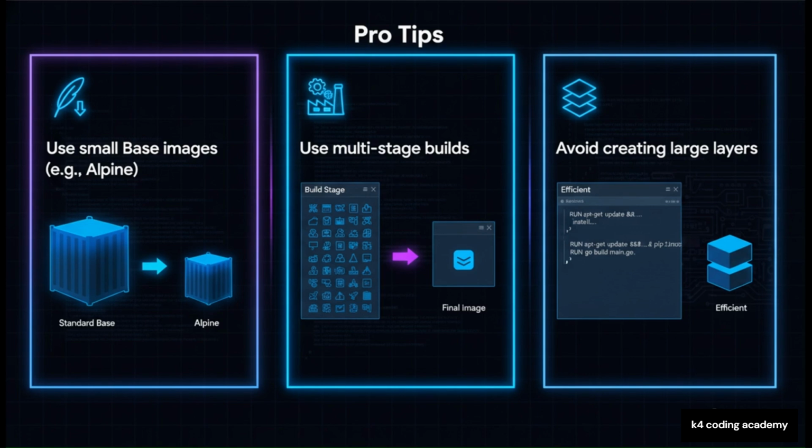Second, master multi-stage builds. This lets you use a big image with all your build tools to compile your app, but then you copy only the final compiled program into a tiny, clean production image. It's genius. And third, for security, always run your containers with the least privilege possible.